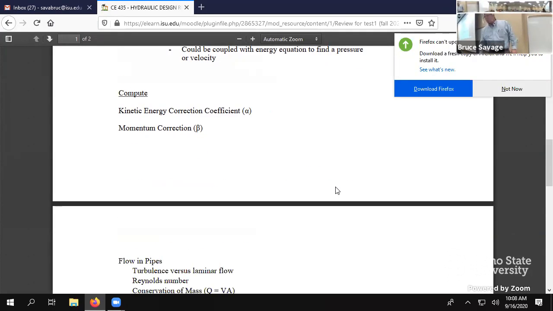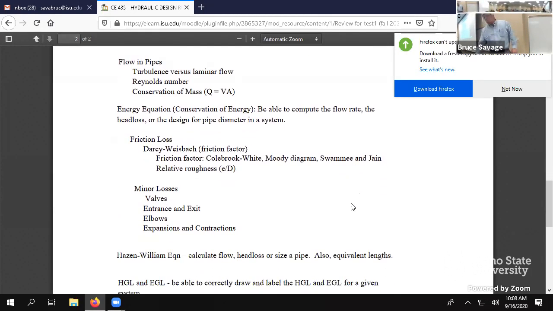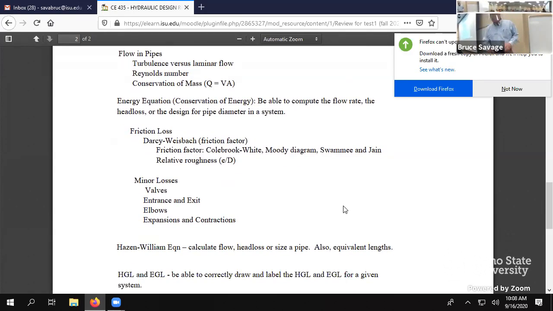You should be able to compute the energy correction coefficient or the momentum correction coefficient. All right. Flow in pipes. And this is a big chunk of what we covered, kind of the key things: turbulence versus laminar flow, understand the Reynolds number, conservation of mass, Q is equal to VA. That's used in a lot of different problems.